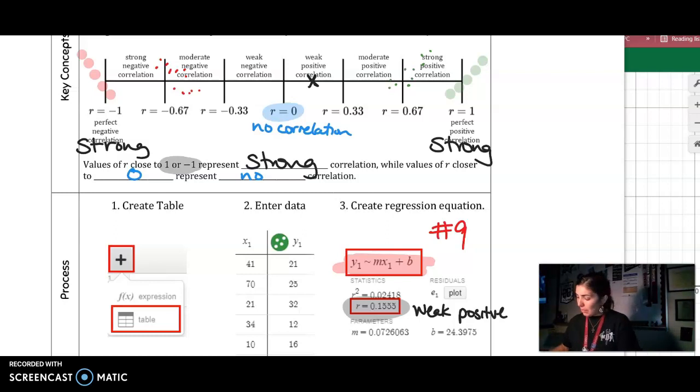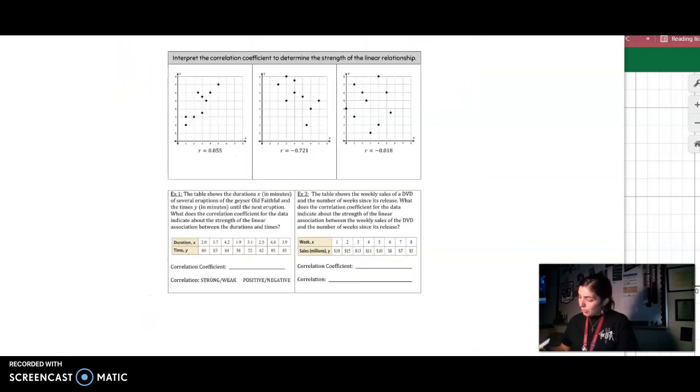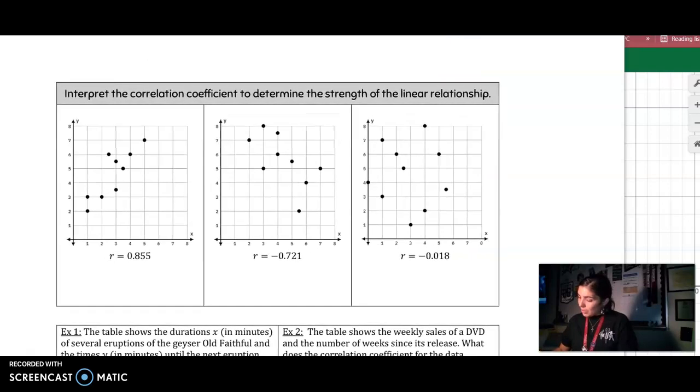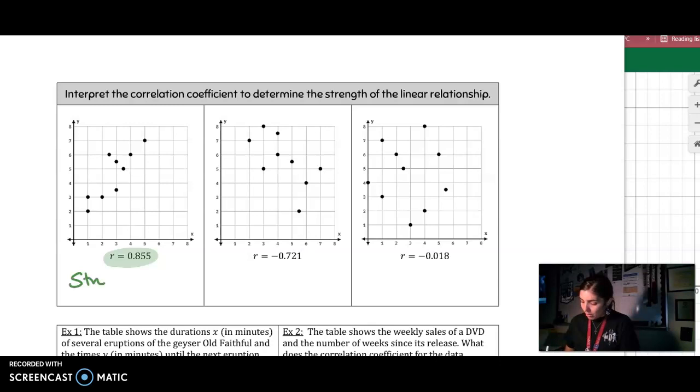Okay, let's see some examples here. Oh, it's on my next page. It says, interpret the correlation coefficient to determine the strength of the linear relationship. You can kind of look at the dots on the screen and see what's going on. But if you look at the correlation coefficient here, this is 0.855. That would round up to 1. So this is a strong positive correlation. And that makes sense to me because look at the graph. It's a positive slope. It's going uphill, and the dots are generally close together.